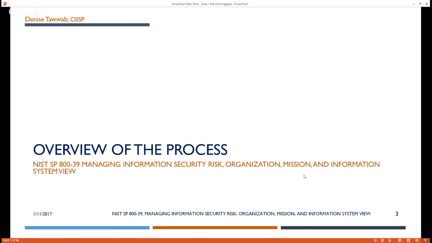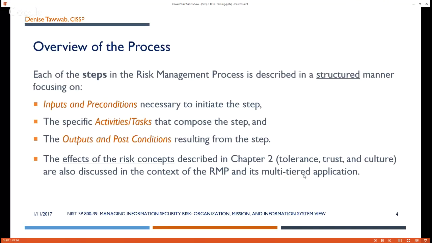So the overview of the process: each of the steps in the risk management process is described in a structured manner, focusing on inputs and preconditions, activities and tasks, and outputs and post conditions that result from the step. The effects of the risk concepts that are described in chapter 2 of NIST Special Publication 800-39, such as tolerance and trust, are also discussed in the context of the risk management process and its multi-tiered application.